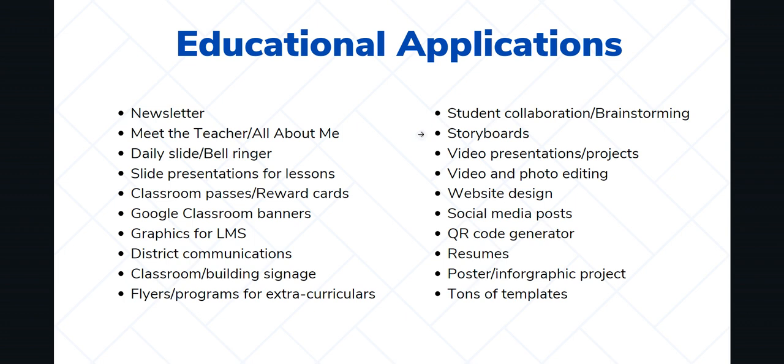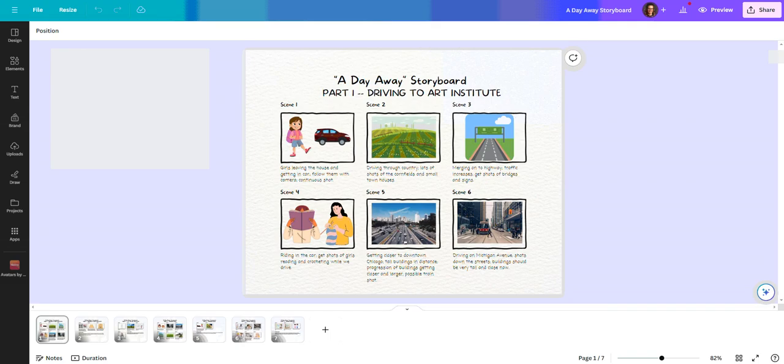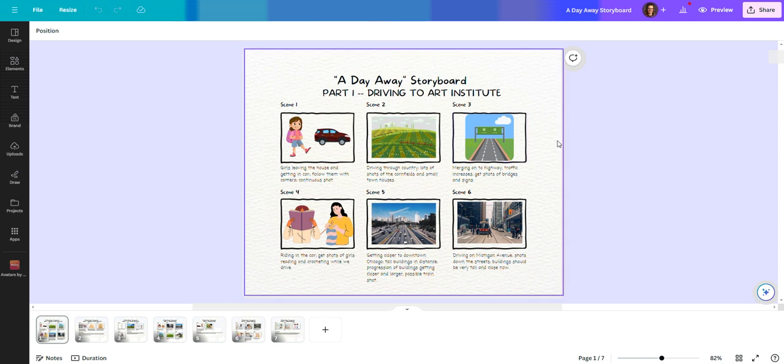Canva does have storyboards as well. I did that for one of my previous grad classes, actually, when I was taking visual literacy. We had to do a storyboard for our video, and so I found a template in Canva and I edited it. I didn't want to draw all of the scenes by hand, so I just used clip art to put into each of the little boxes, and then I typed a description for each of the scenes. So again, that's another really good educational application.